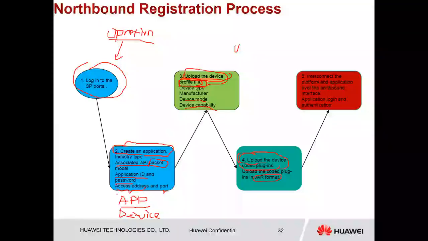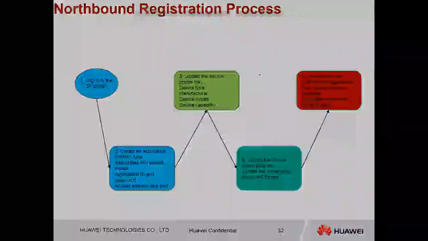The last is for the interconnect between the platform and applications. You just use the app address and port, and the app ID and the password. We will do some configuration on the application side and our SP portal, and then the application can connect to our IoT platform. Yeah, this is the whole process for the application registration.